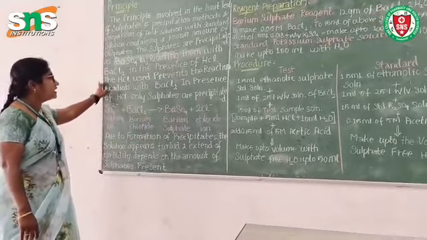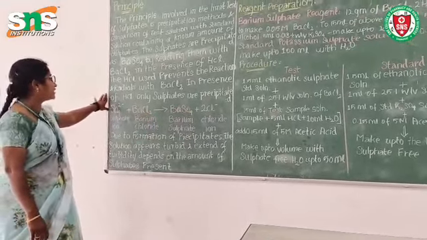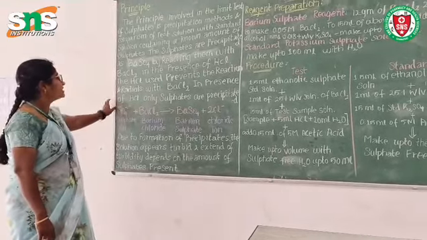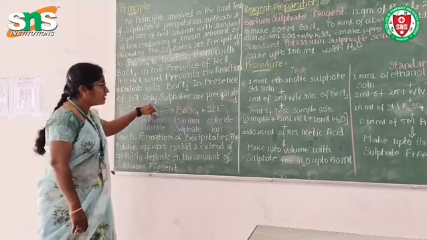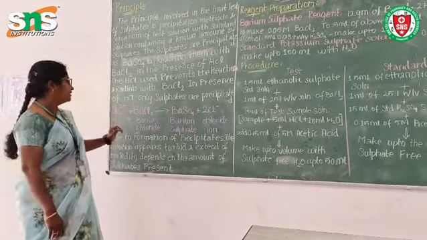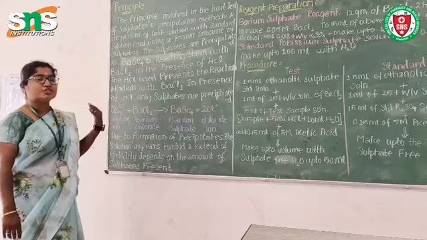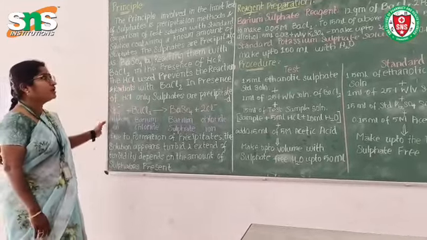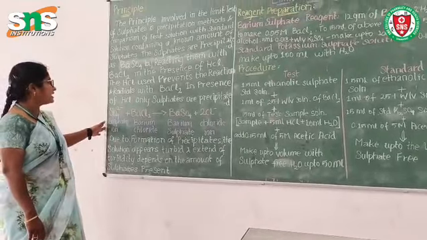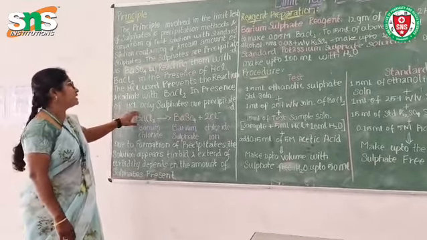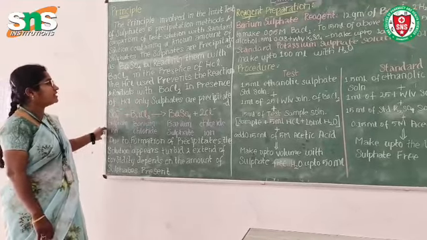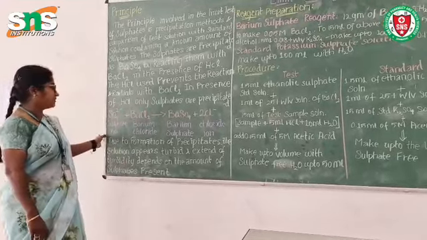The HCl is used to prevent the reaction of other radicals with barium chloride. In the presence of hydrochloric acid, only sulphates are precipitated. So 2 mark questions are asked like this: why are we using HCl in the limit test for sulphate? We should answer that if HCl is present, only sulphate is precipitated, otherwise chlorides also precipitate.